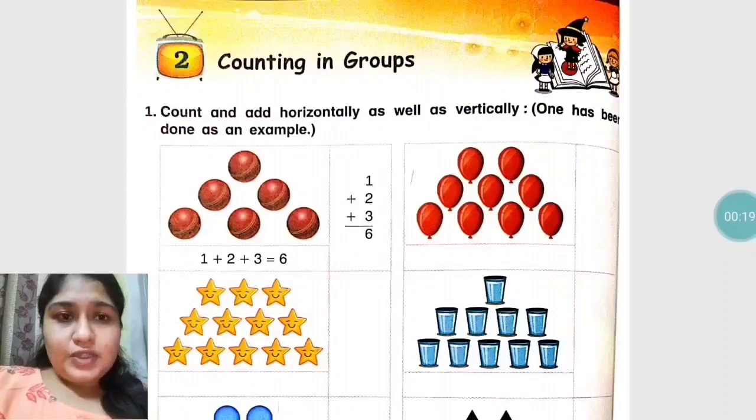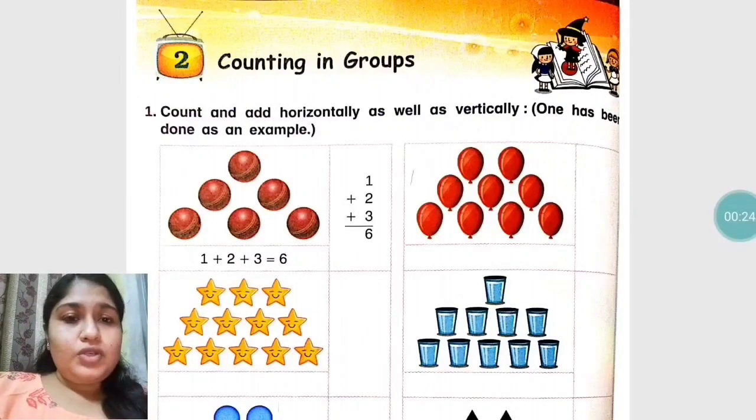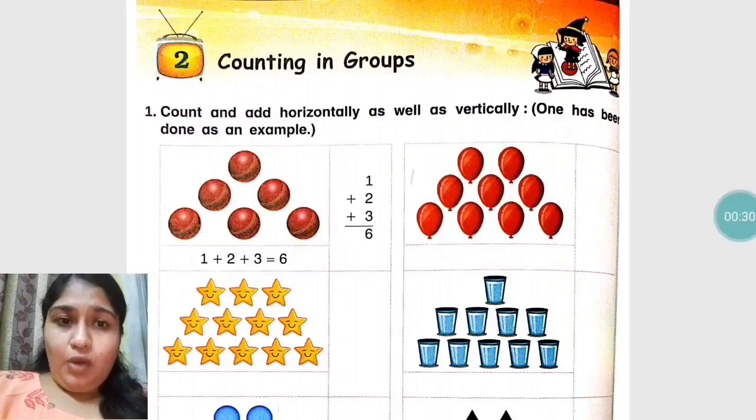So here students, as you can see, the first picture is of a ball. We have to count this ball in groups. In the first row, as you can see, only one ball is there.